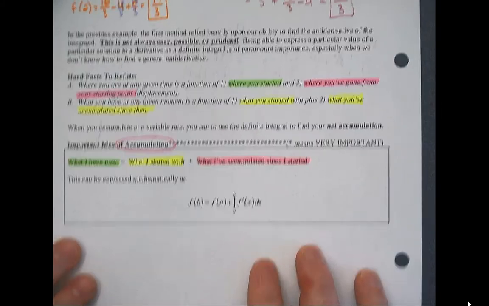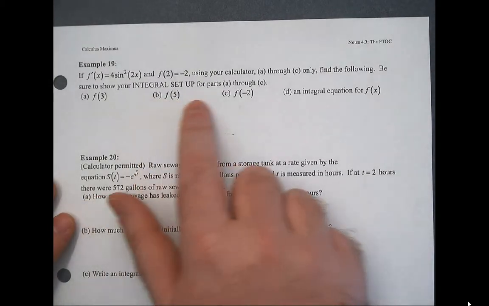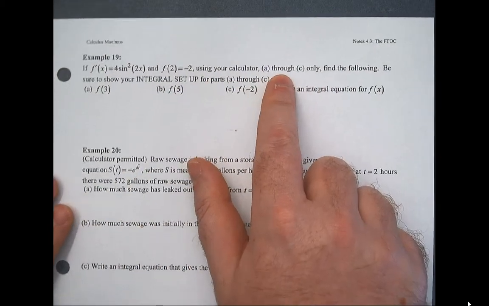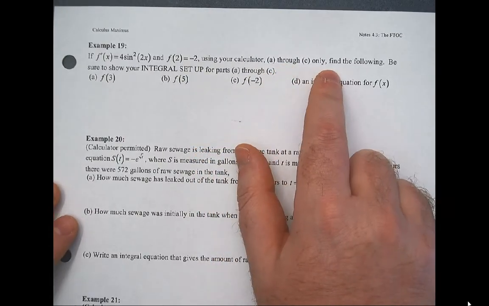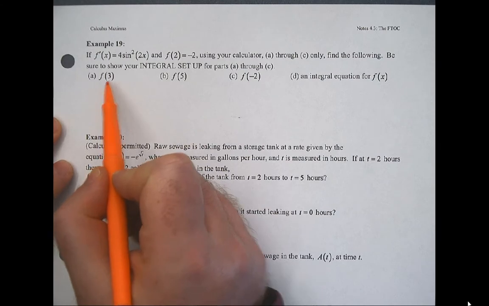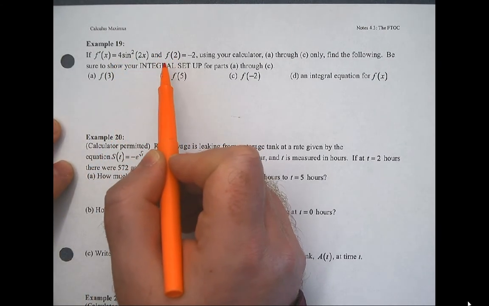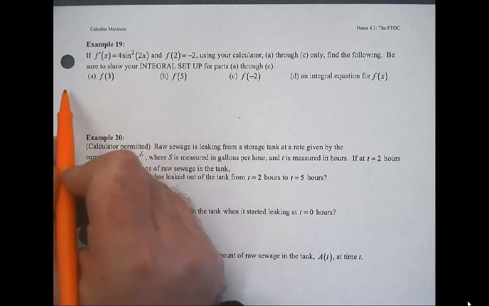Okay, let's put it to work. So you're going to do a couple of things. Luckily, this says we can use our calc on A through C, so we're going to do some calculator stuff here. I think he wants you to just get used to trying to set up this process. So I want to figure out what f of 3 is. My hint is that f prime equals this function and that f of 2 equals negative 2. So try to write up your own integral.